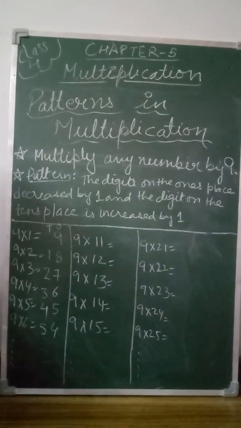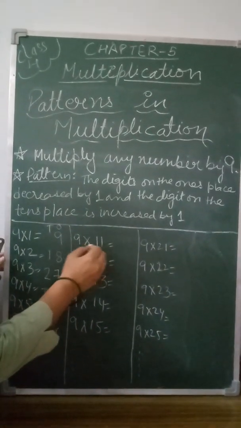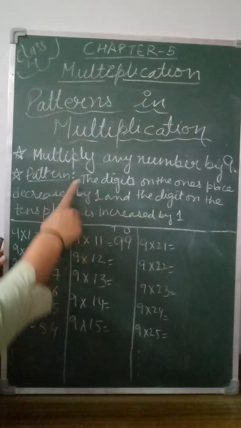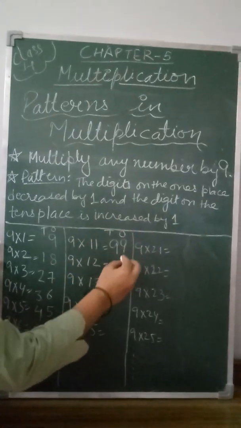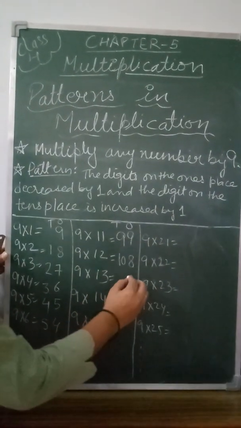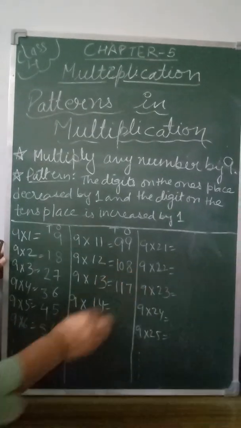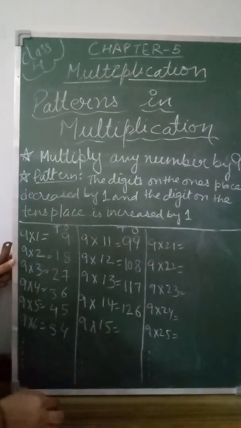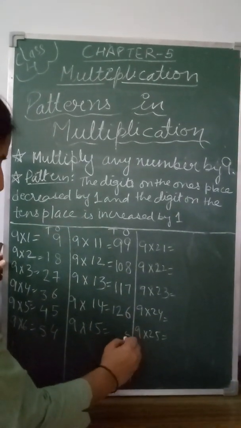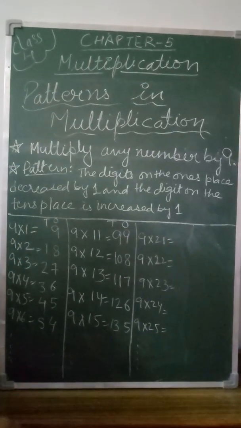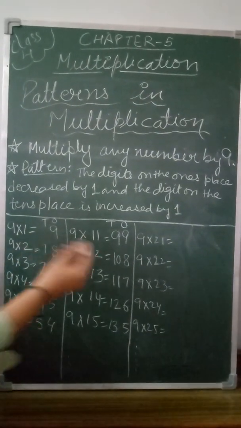Let's see how we can multiply another number by 9. 9 times 11 is 99. The rule is the same: decrease by 1 and increase by 1. Again decreased by 1 and increased by 1. There are so many numbers, and you can find the patterns in the same way. Let's move to the next number.